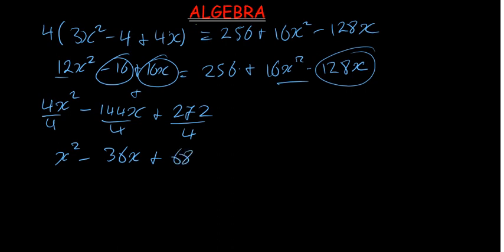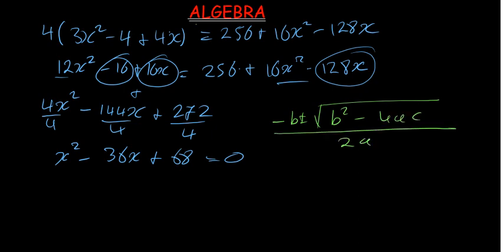So here you can factorize this. When you reach this stage, you know to say this is equal to 0. Now it's just a matter of finding the value of x. You have two methods that you can use: the factorizing method, or the formula method. Here, this is our b. Remember our formula is minus b plus or minus the square root of b squared minus 4ac, divided by 2a. That is when you're finding the value of x.